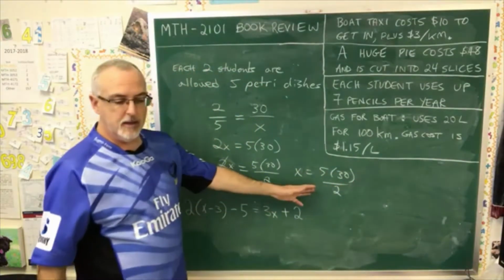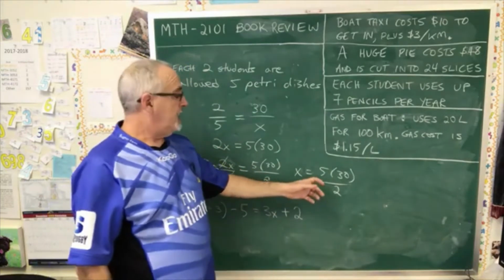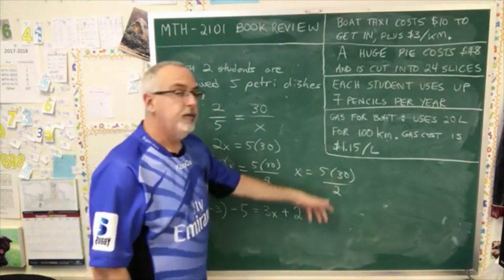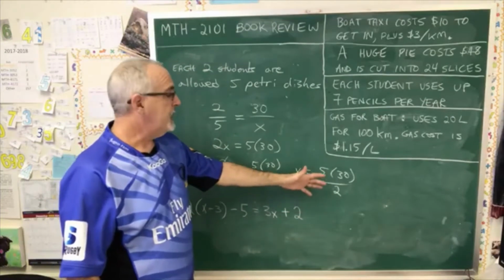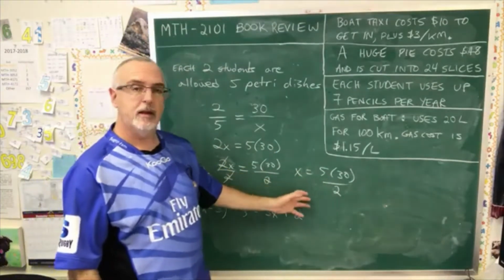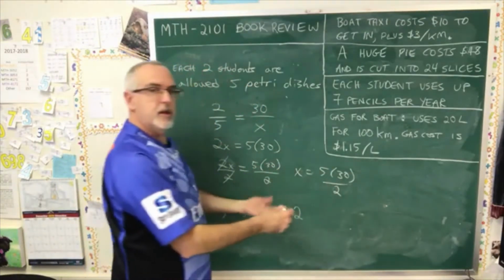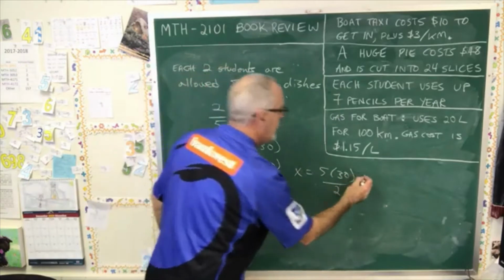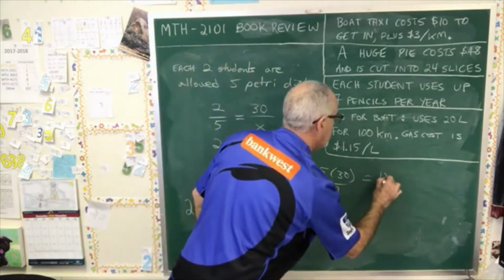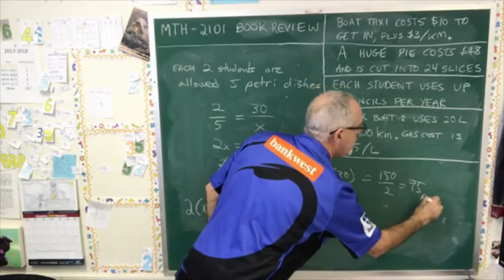I'm doing this to illustrate the idea of isolating the variable. I'm avoiding simplifying all these numbers because my goal is to get my variable by itself, which I did. X is alone on the left side. Now I can simplify. And I can do it in stages, I can do it in different ways. I can say therefore x is equal to 150 over 2, which is 75 Petri dishes.